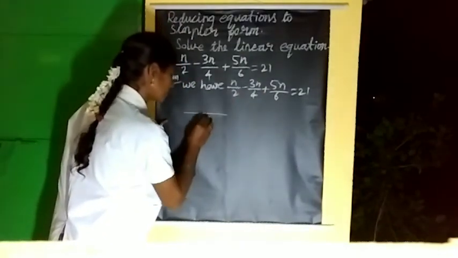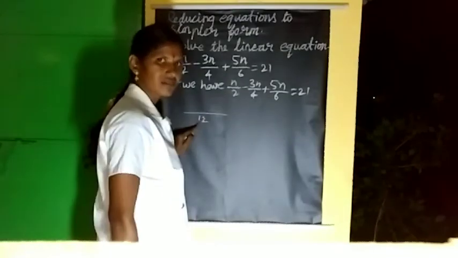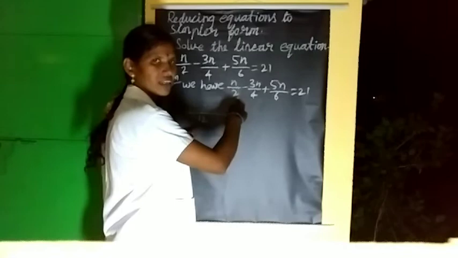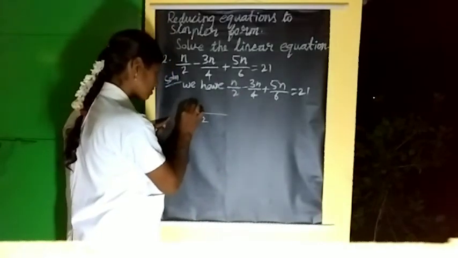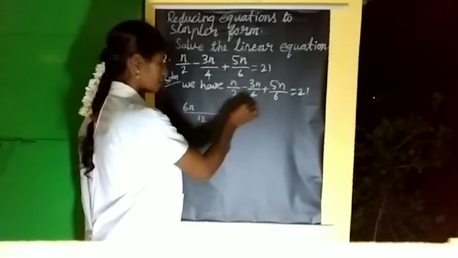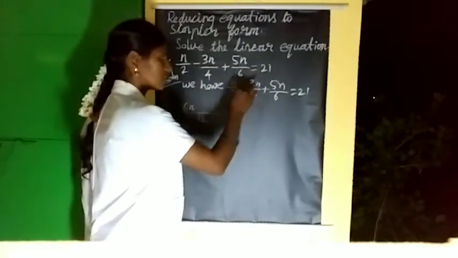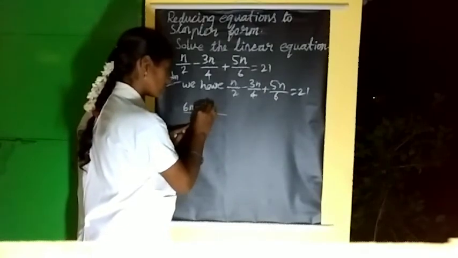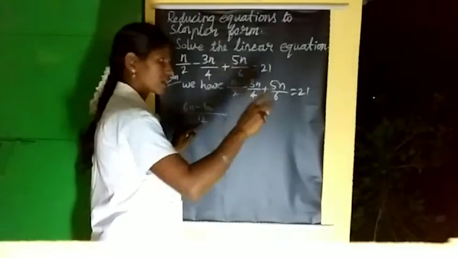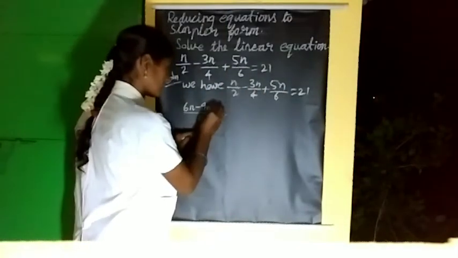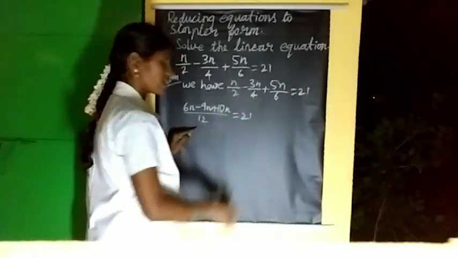12 is the LCM. In 12, how many 2s are there? 6 times. So multiply this by 6: 6n. Then in 12, how many 4s are there? 3 times. So 3 3s are 9n. Okay. Next, in 12, how many 6s are there? 2 times. 2 5s are 10. Plus 10n is equal to 21.